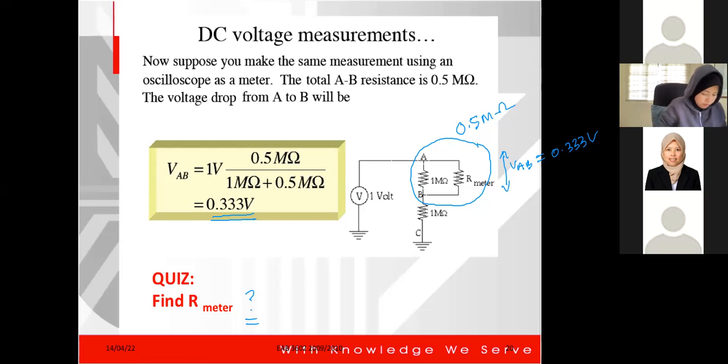Okay, 8:55. Does anybody have the answer for what is R meter? Apa R meter yang you all dapat? Ada tak yang dapat R meter? Saya nak kira R meter tu, apa equation dia? Gunakan formula R yang secara selari.